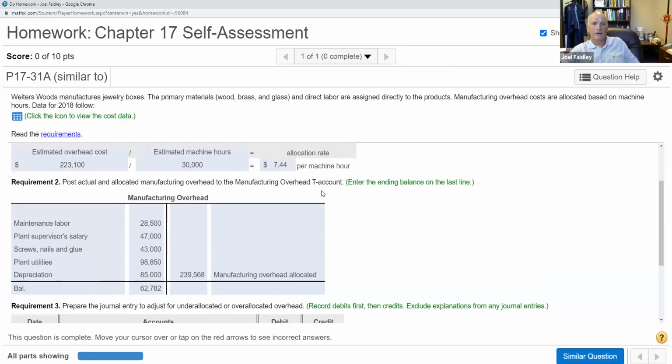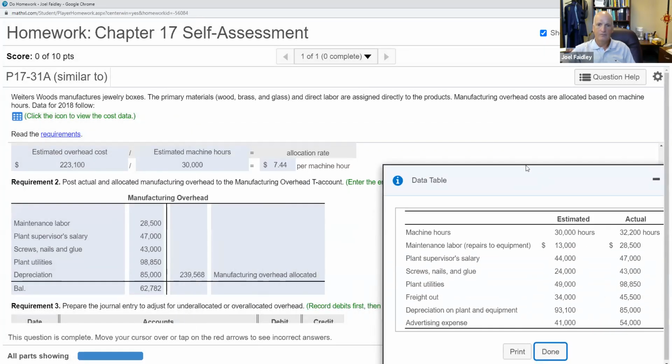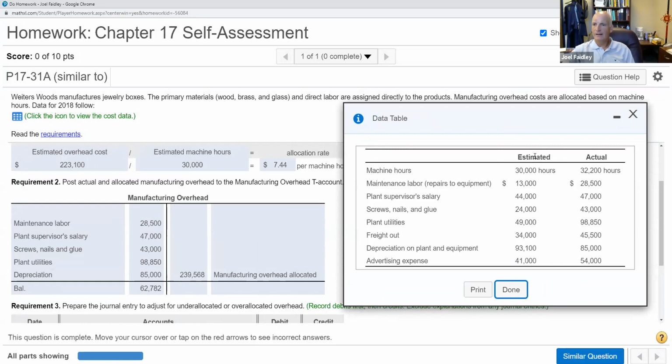All right, this is a good exercise. It's a long one. What you have here is a data table that's got estimated and actual. Estimated is another word for budgeting. So we're compressing one year's worth of data into this one table. This is what we estimated prior to the year, and this is what our actual results were after the year is over.